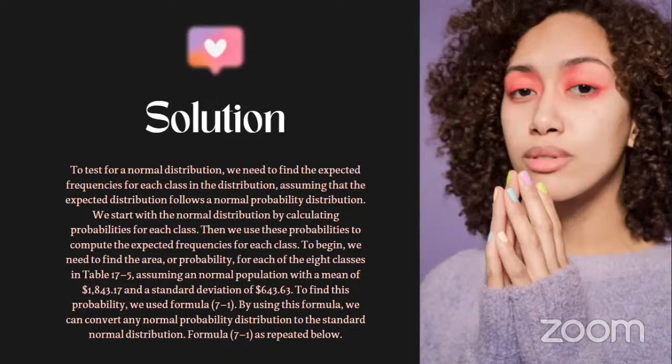And for the solution, to test for a normal distribution, we need to find the expected frequencies for each class in the distribution, assuming that the expected distribution follows a normal probability distribution. We start with the normal distribution by calculating probabilities for each class. Then we use the probabilities to compute the expected frequencies for each class. To begin, we need to find the area or probability for each of the 8 classes.